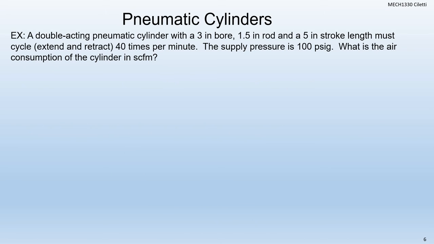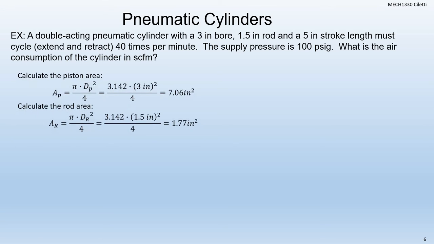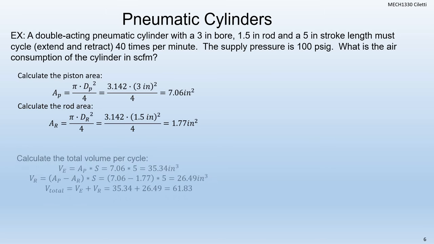So let's do an example here. A double-acting pneumatic cylinder with a 3-inch bore, a 1.5-inch rod, and a 5-inch stroke length must cycle, meaning extending and retracting, 40 times per minute. The supply pressure is 100 psi gauge. What is the air consumption? This is going to deal with the equations on the previous slide. First steps, same as what we've been doing all semester. Calculate the area, pi d squared over 4.